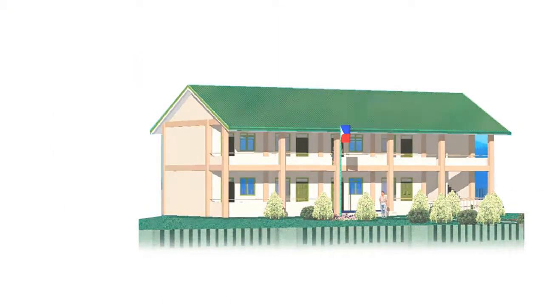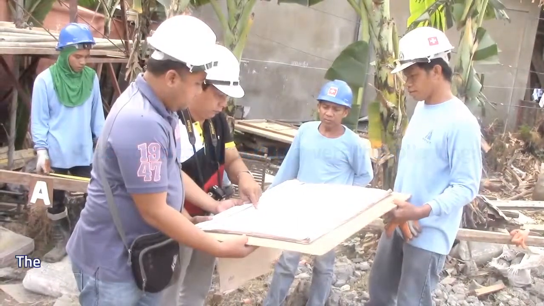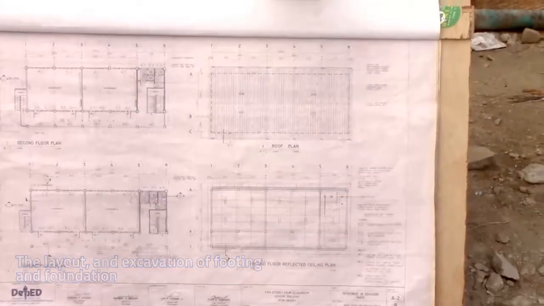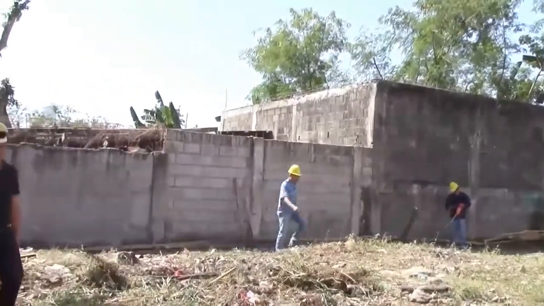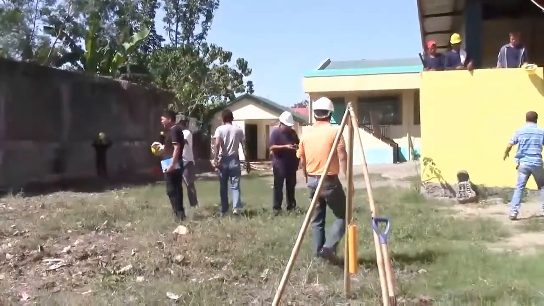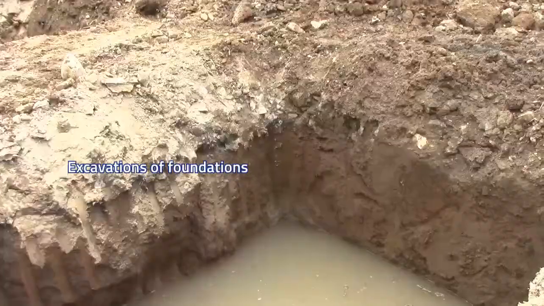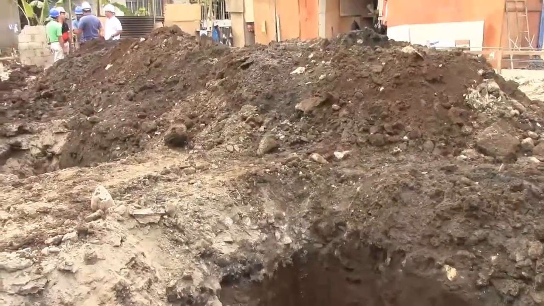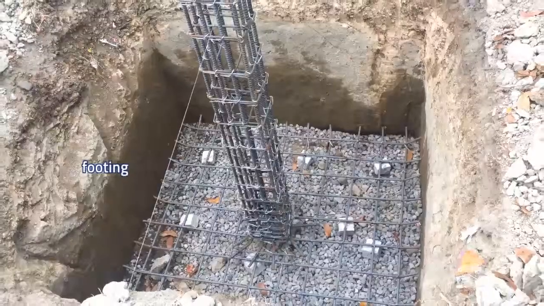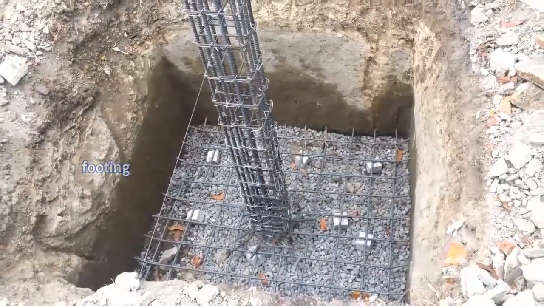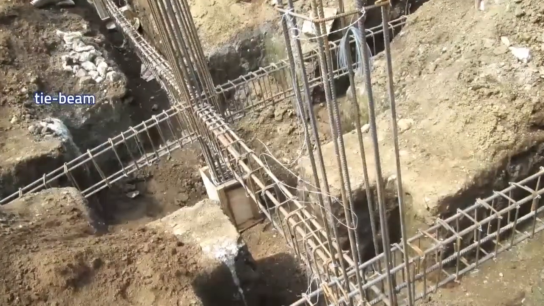The classroom construction covers the following: the layout and excavation of footing and foundation that involve setting out of the building based on the approved site development plan as identified during site validation, including floor elevations and finished classrooms. Excavation of foundations as per approved drawings. Reinforcing bars that comprise of installation of footing, column, and tie beam reinforcing bars.